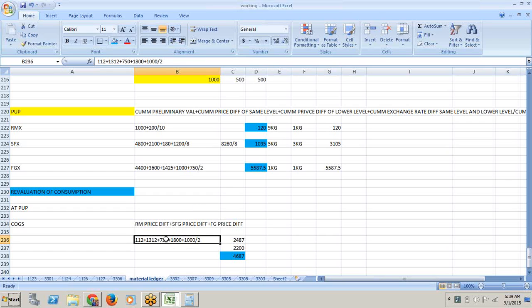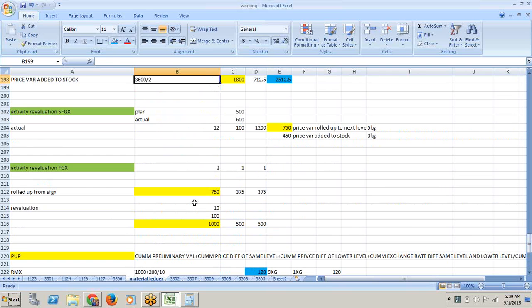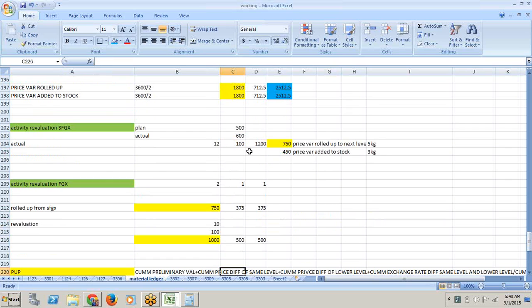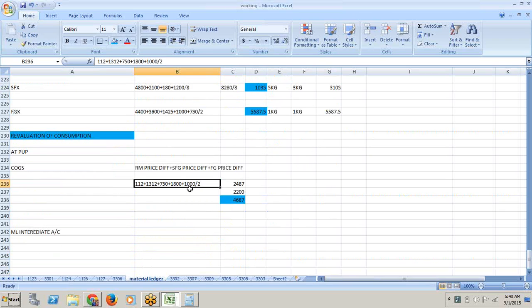Raw material price difference 112. Semi-finished goods price difference 1312. Finished goods price difference 1800. This one is 1312 plus 112. This is 1800. This is rolled up cost. No problem. Next one comes to activities. Activities having here 750 rolled up to the next level. Here at the same level 1000, 750 plus 1000, 750 plus 1000.